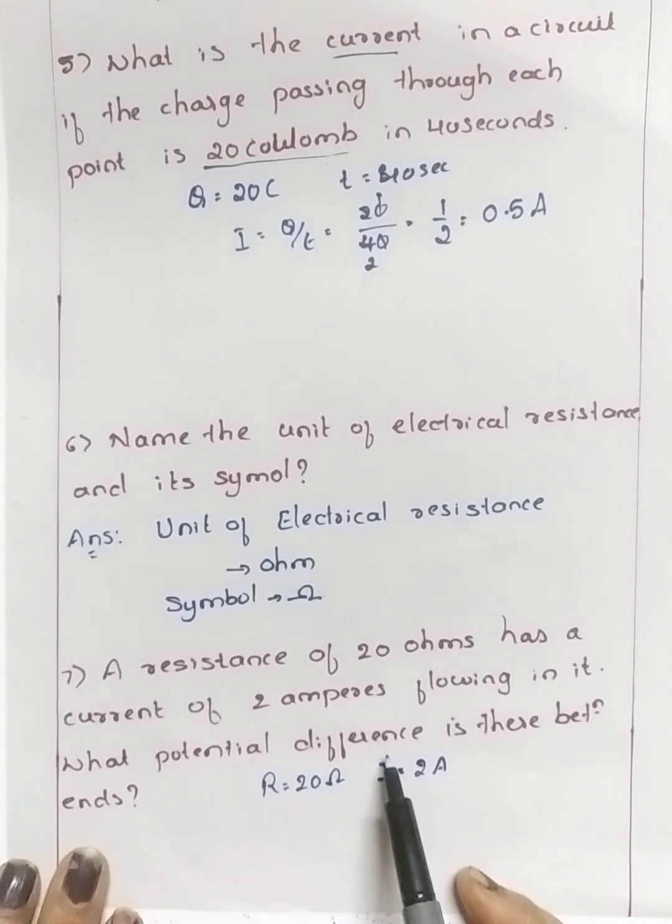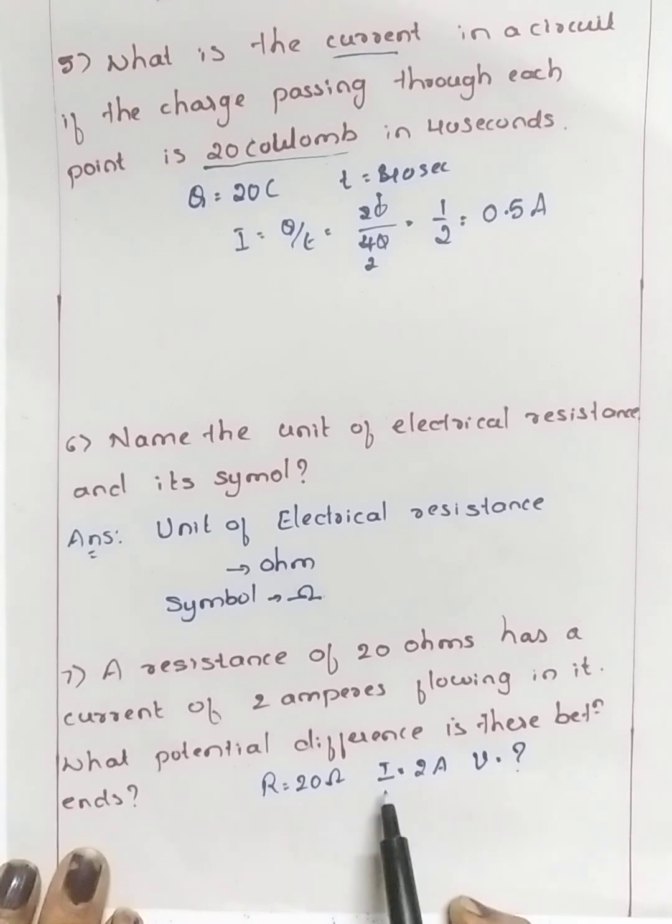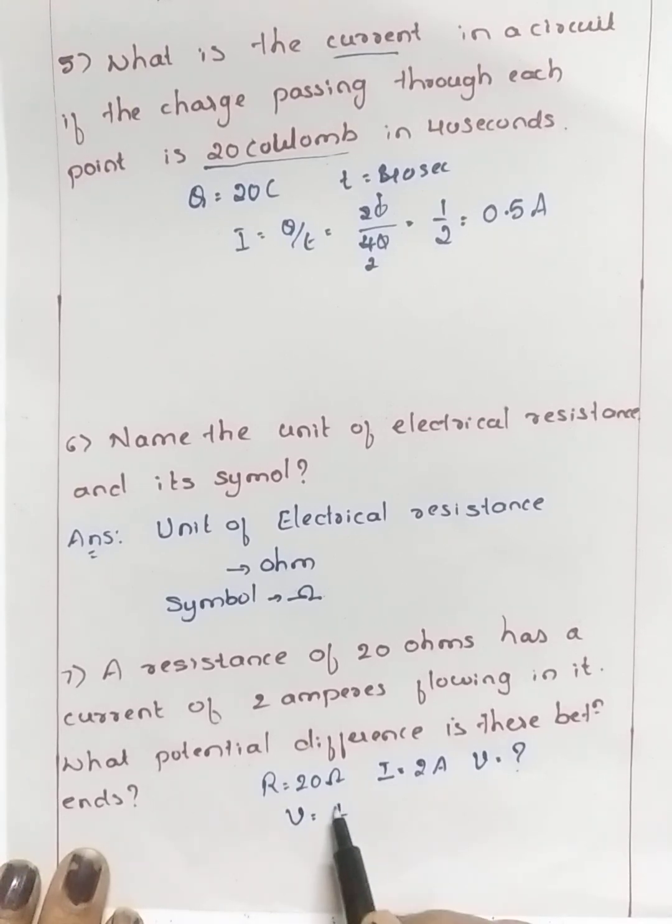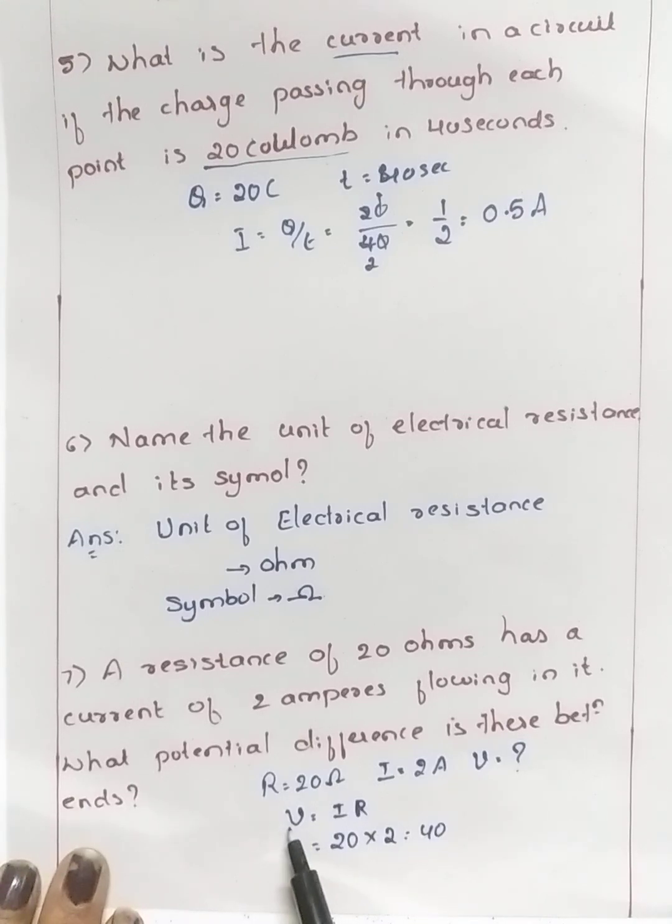And what is the potential difference? So potential difference is V. You have to calculate V, and so R is given, I is given, and V is to be found. So how to calculate V? By using Ohm's law. Ohm's law is V equal to IR. So multiply 20 ohm into 2 amperes, that is 40. What is the unit of 40? V is volts. That is 40 volts is the answer.